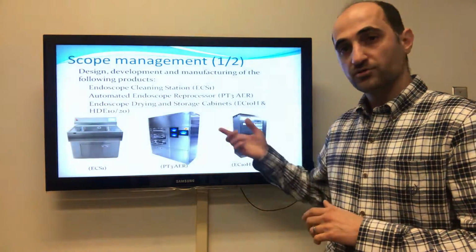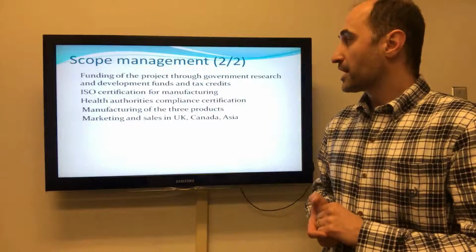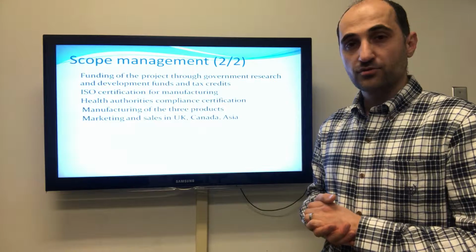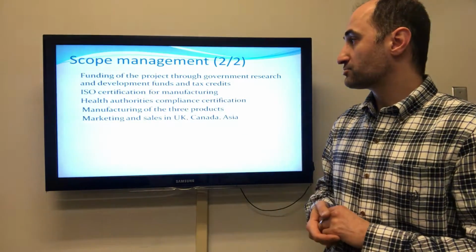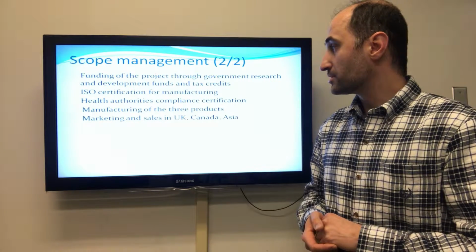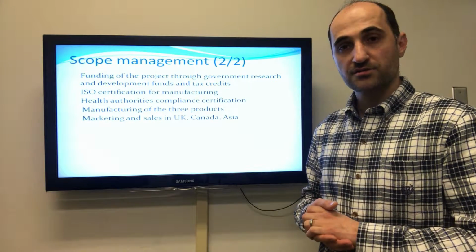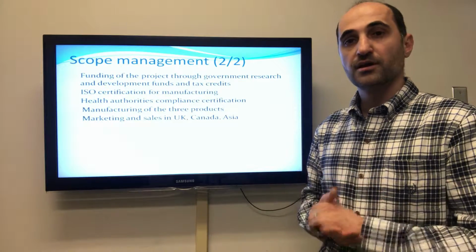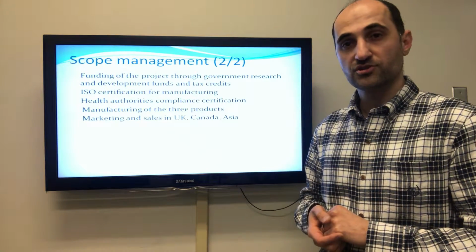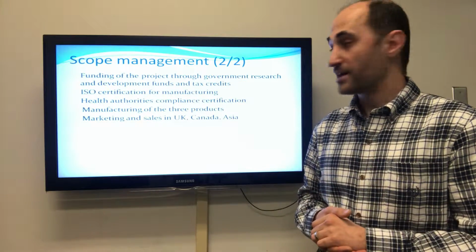And moving on to the other aspects of the project, we have the funding of this project, which was basically a startup. So the main part of it was how to fund this project through the tax credits and the research funds that we're going to see in the next slide, and also the idea of manufacturing this product so that it's flexible, and that's why the company was seeking ISO certification so that it can produce the products in a more flexible fashion.